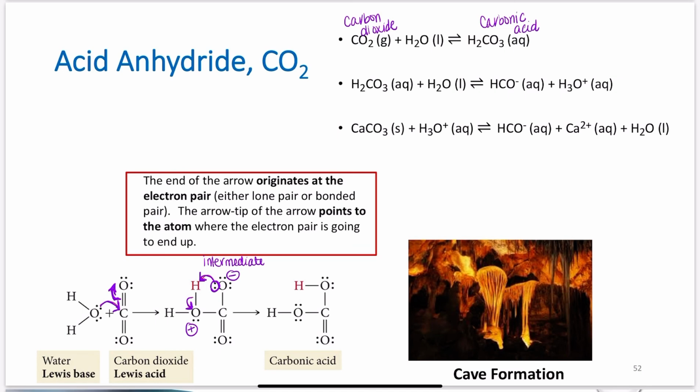So here, this bond has been formed, a pi bond here has been broken, and this bond has been formed, forming carbonic acid. You are responsible for being able to draw these out and understand this process and where the electrons are traveling. So again, they can come from a lone pair or a bonded pair, but it's going from the electrons to the more positive atom.